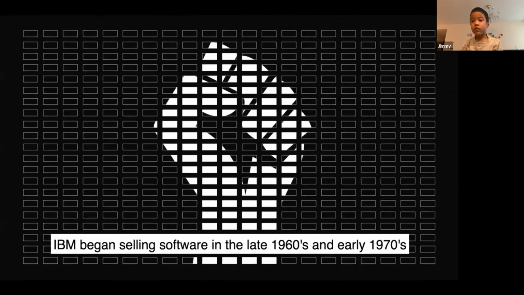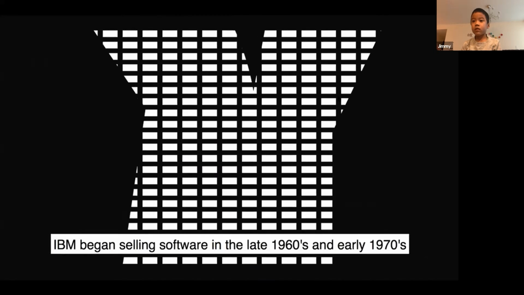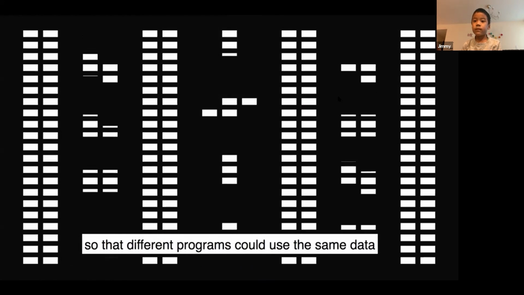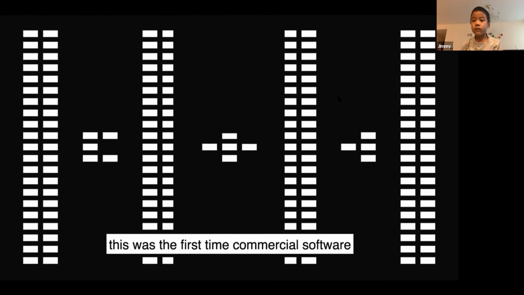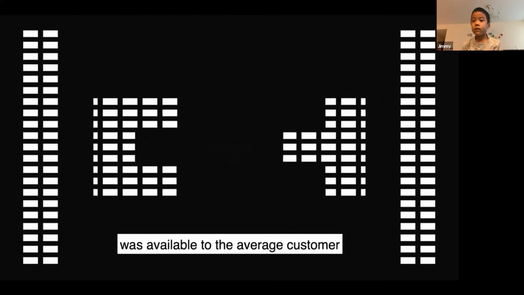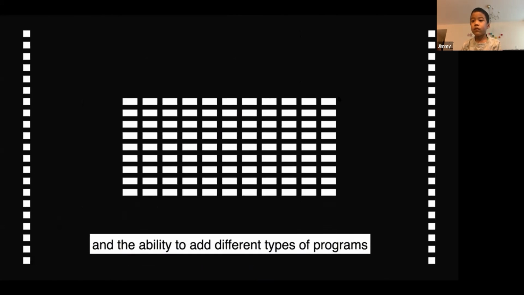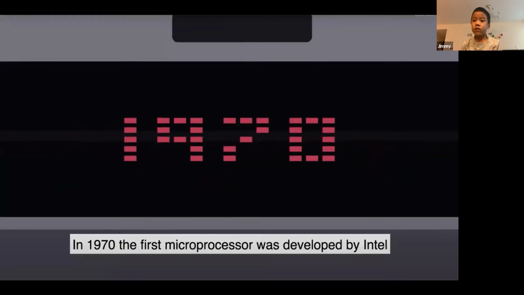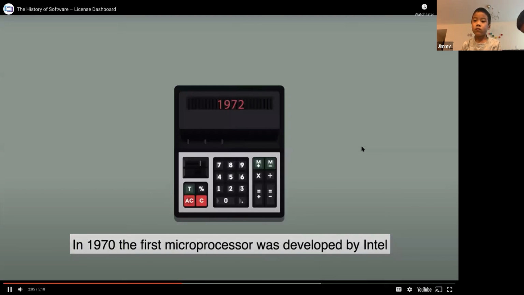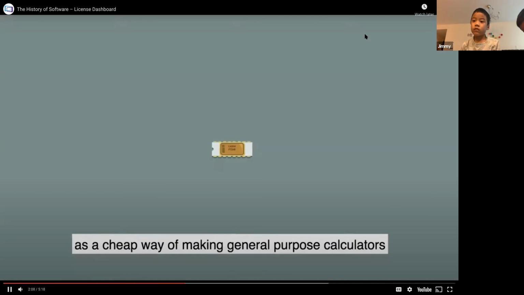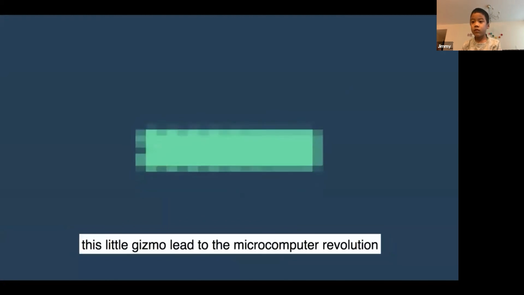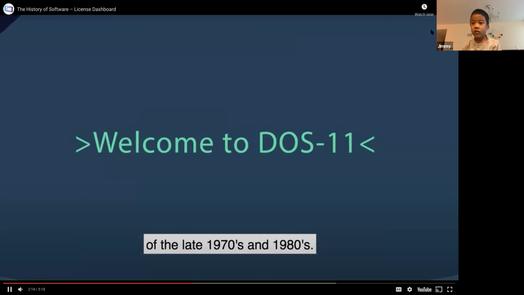IBM began selling software in the late 1960s and early 1970s. It meant that data structures could be standardized so that different programs could use the same data. This was the first time commercial software was available to the average customer, and the ability to add different types of programs to any computer quickly became popular. In 1970, the first microprocessor was developed by Intel as a cheap way of making general-purpose calculators. This little gizmo led to the microcomputer revolution of the late 1970s and 1980s.